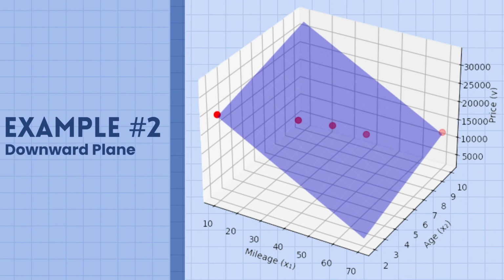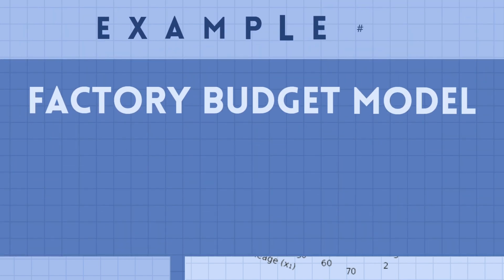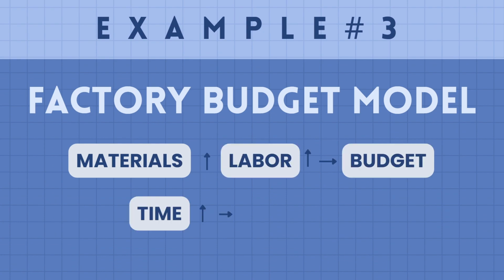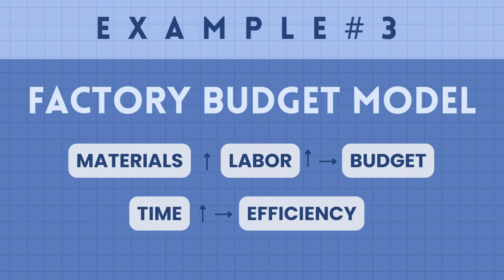In car pricing, as mileage increases and the car gets older, the price goes down. This creates a downward sloping plane in our model. In budgeting, more materials and more labor make the cost rise, but longer production time can reduce efficiency. The model helps companies balance resources wisely.